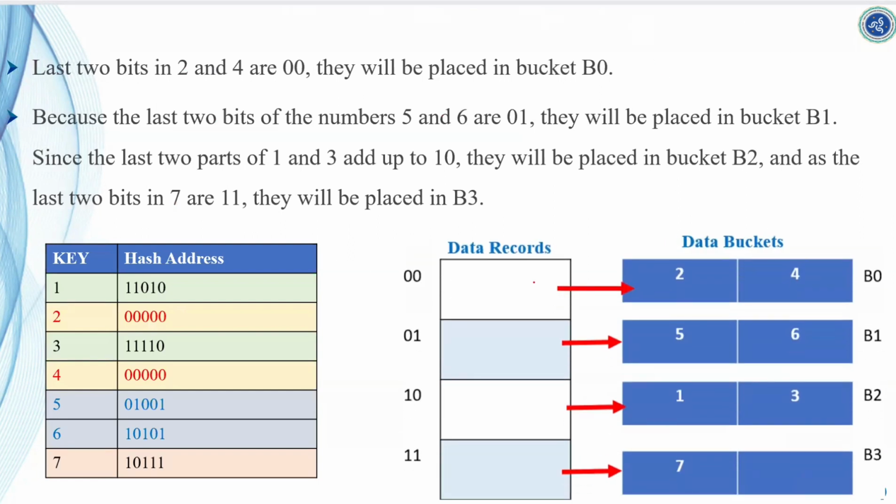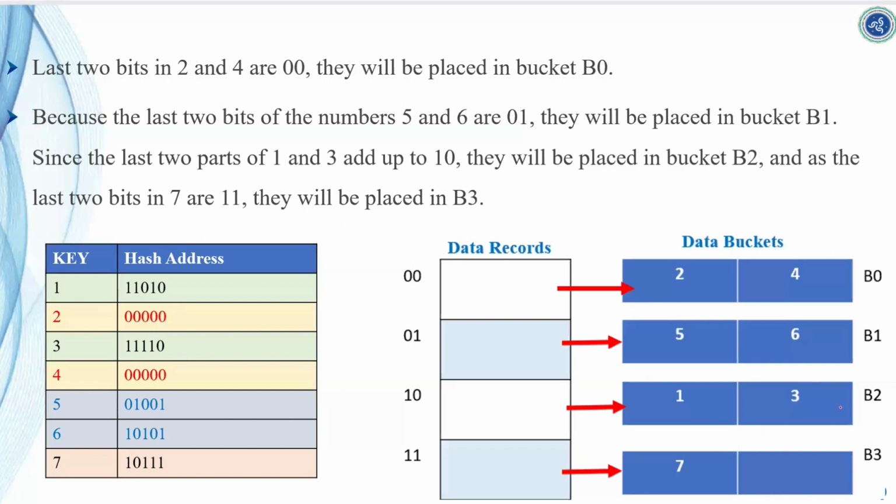Here is the representation of data buckets. The last two bits give the directory's unique ID: 00, 01, 10, and 11. 00 has the key values 2 and 4, so there will be a bucket B0 holding these two records, and inside the directory there will be a pointer pointing to this data bucket. For 5 and 6, the last two bits are 01 for both, so the pointer from directory entry 01 will point to bucket B1, which is holding the numbers 5 and 6.